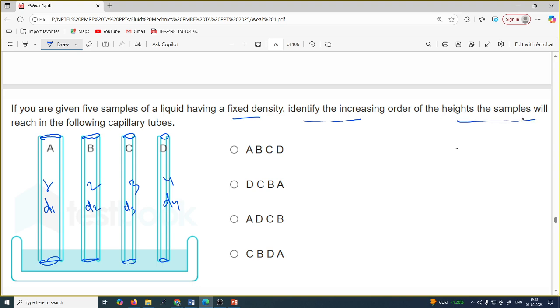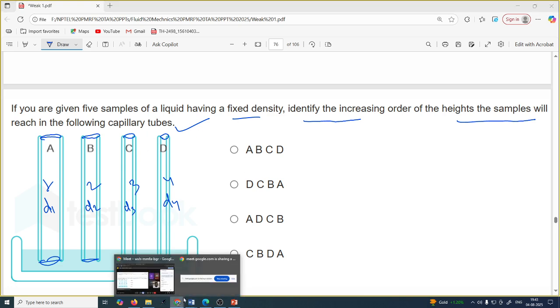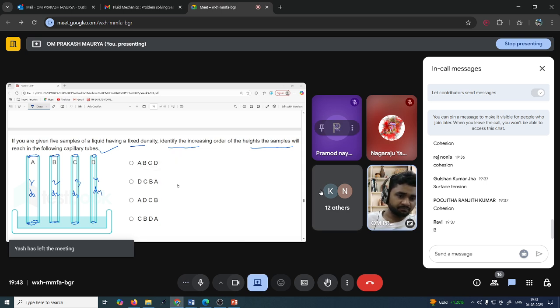The increasing order of height the sample will reach in the following capillary tubes. First you try to think about the question and try to give your answer. Then I'll discuss. For whatever question number, everyone please try to give your answer first. Just first think about the question. The question is very interesting. First think on that and then try to give your answer. For this question you have 5 minutes.